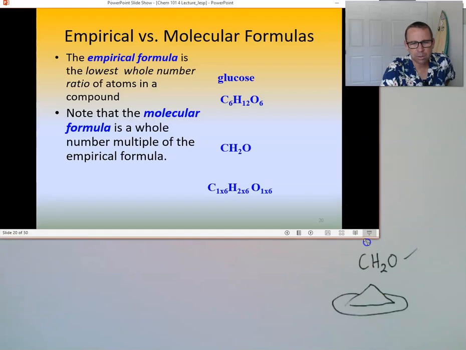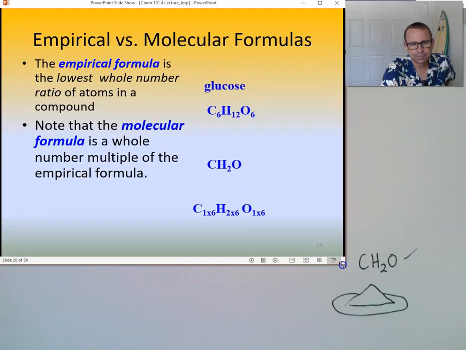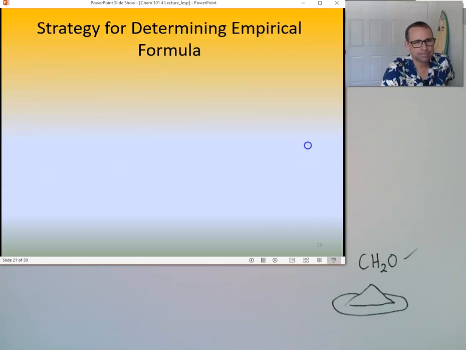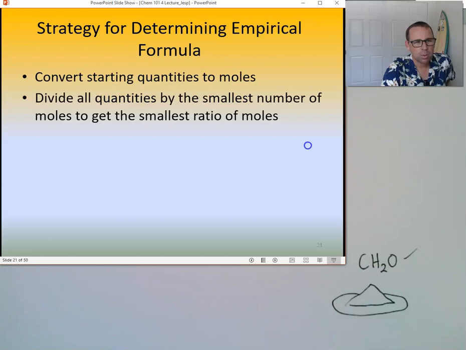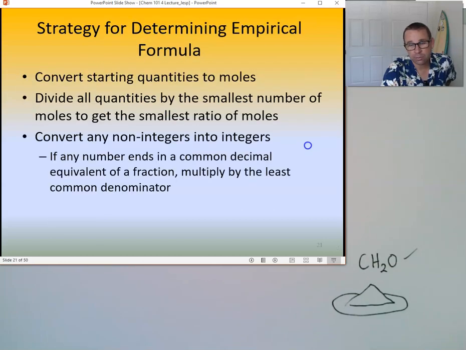Can you say empirical formula? Empirical formula. Very good. And that's compared to the molecular formula. So next time, we're going to talk about ways that we can find the empirical formula for a compound simply by having information about the mass percentages of the different elements in the compound.